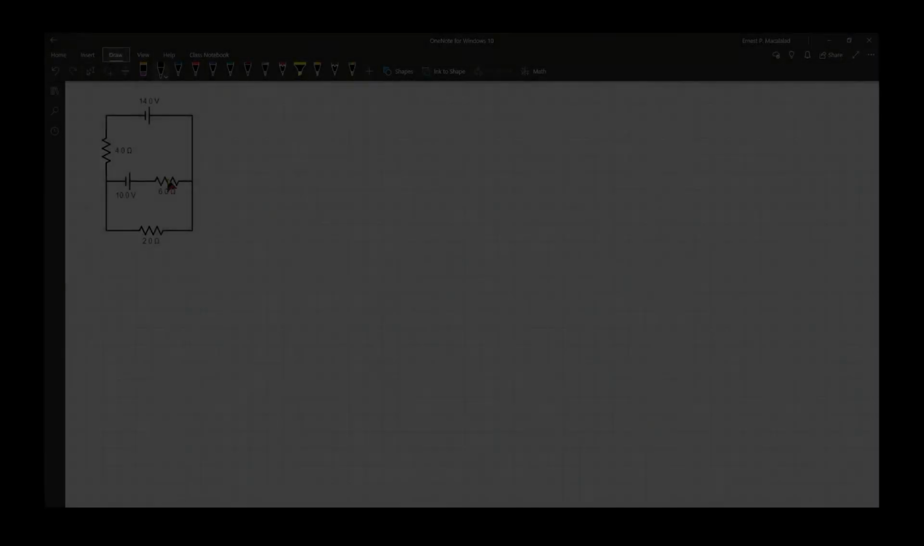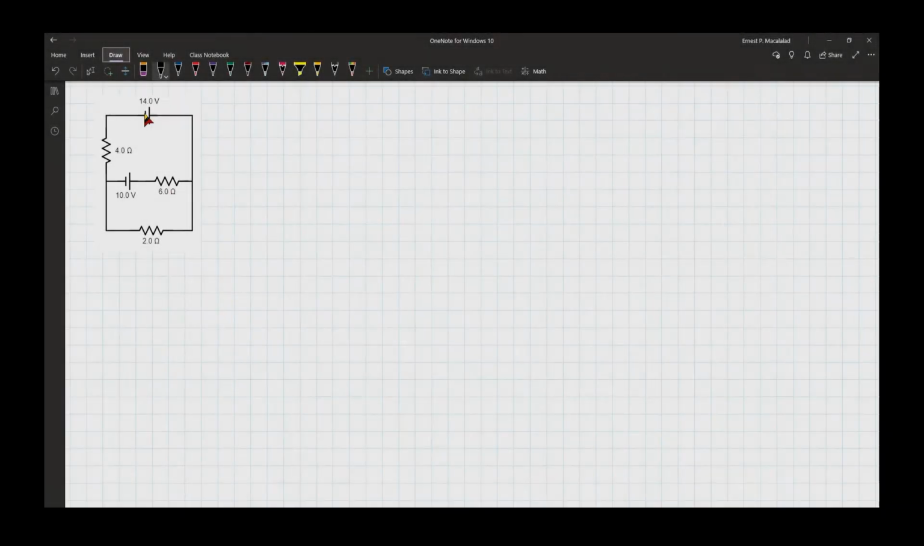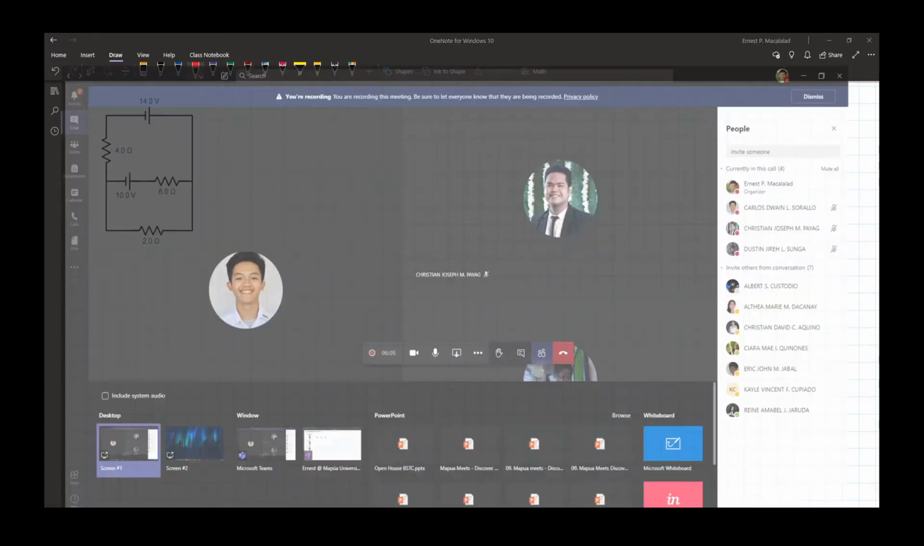So how about if we have Kirchhoff's rules? Do you still remember how to solve this one? Okay, so we have three rules, right? We have the voltage rule and the current rule. Let's assign the current rule first. By the way, this is also advanced for our 115 students here.